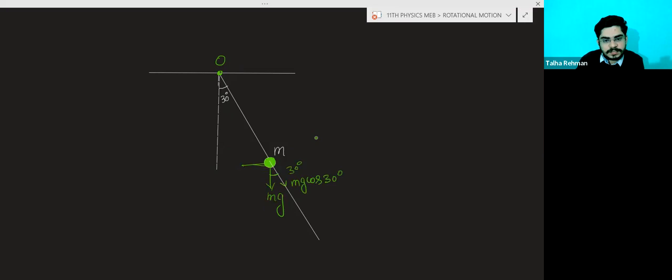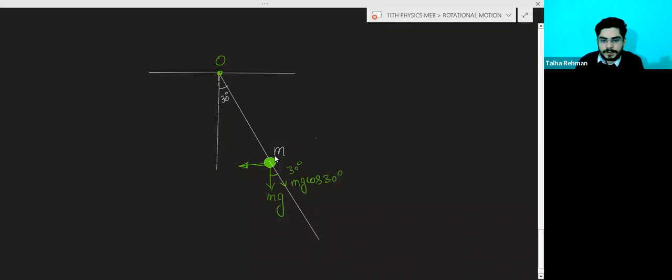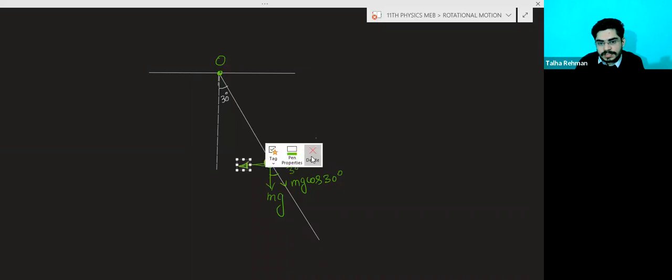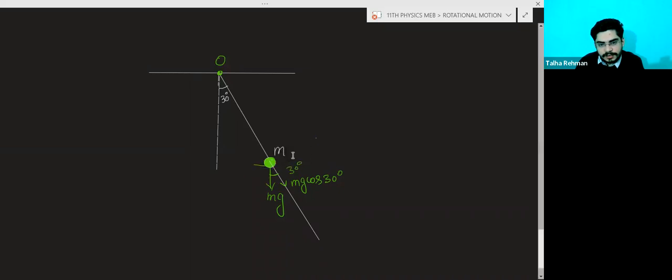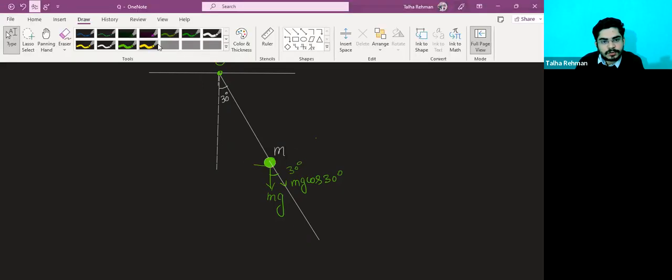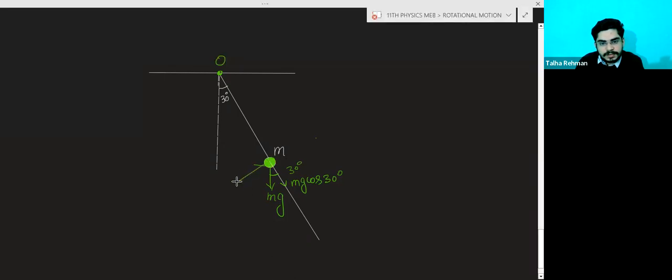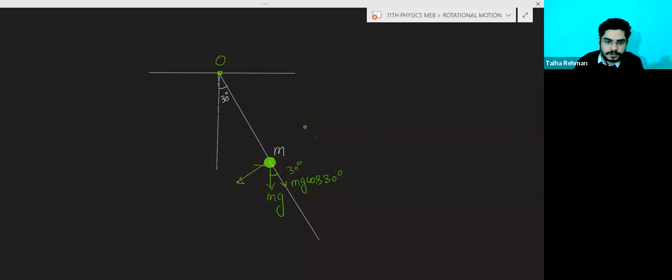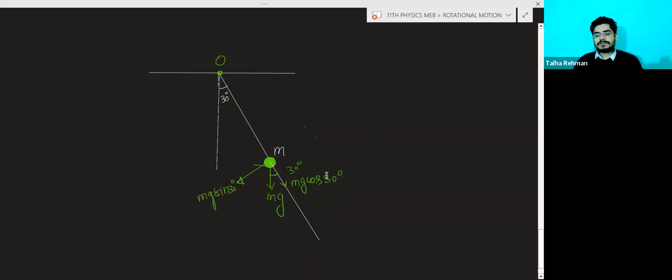A component in this direction, perpendicular in this direction. Perpendicular to this distance. So basically this force will be perpendicular to this. This is the other component, that is mg sine 30. Now you have just split this vector in two directions, so there is no requirement of this. Now you will see the effect.